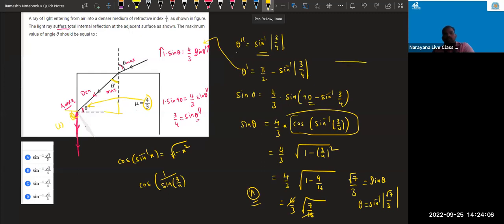Another method I will do. Sine theta means this is 3, 4. I will assume this x. 16, 9 plus x now. X equal to how much? Understood the step, how I wrote? Root 7 only, no? Cos of cos inverse of root 1 by 3, sir. Same.